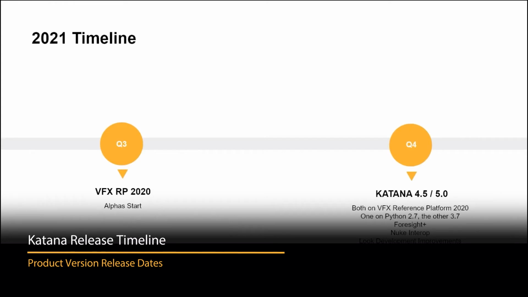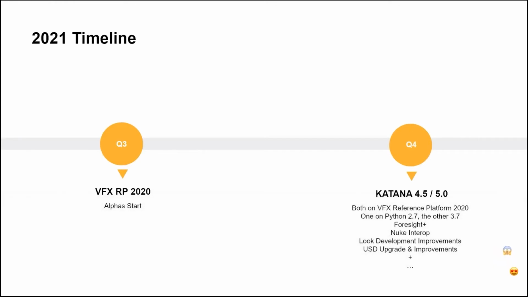So the next release will be a dual release with Katana 4.5 and 5.0. They're both going to be very similar. The only difference is one will be on Python 2 and the other on Python 3. Both will be on VFX Reference Platform 2020, and there are a whole host of really exciting things that are coming up.